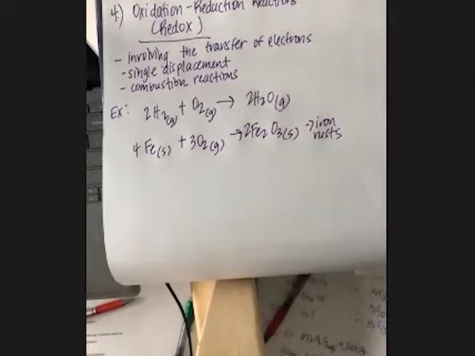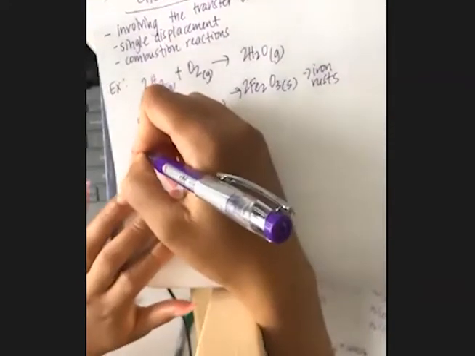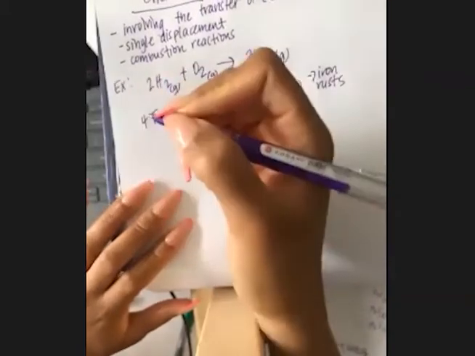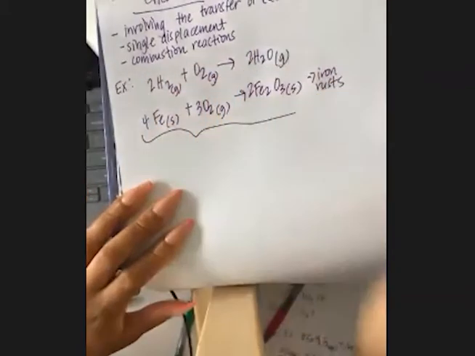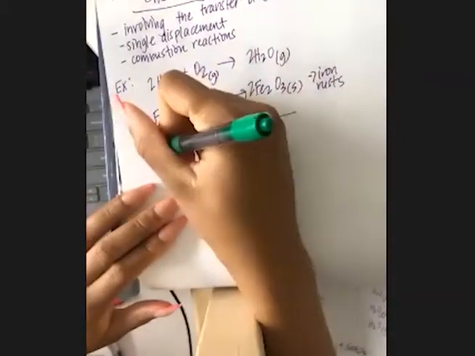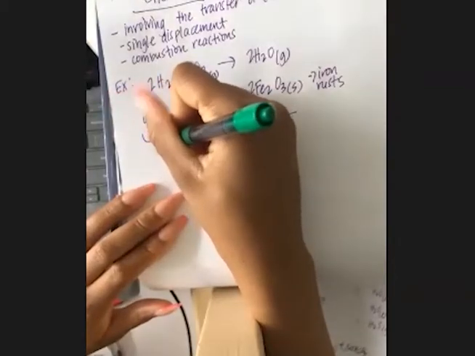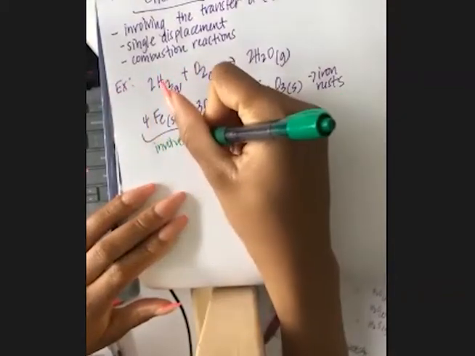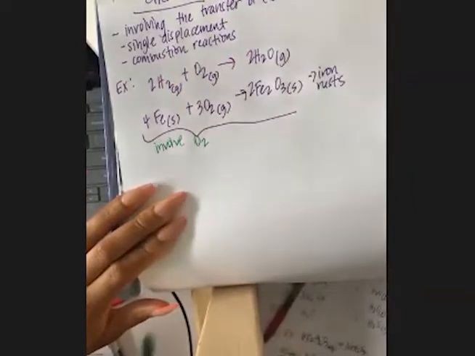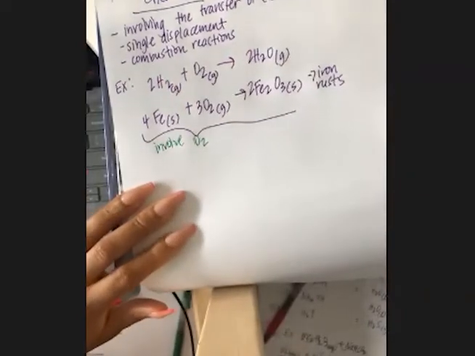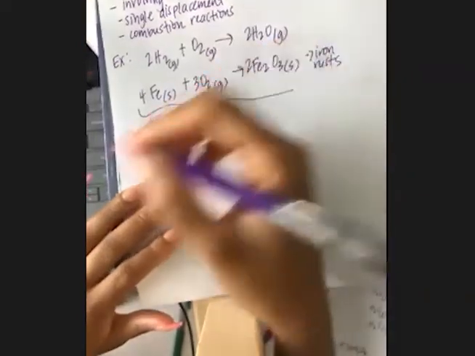Not all redox reactions involve oxygen gas. Some of them are just when you have a metal and a non-metal. Some involve elemental oxygen, so these react with O2. If it reacts with O2, we can go ahead and assume it's a redox reaction.